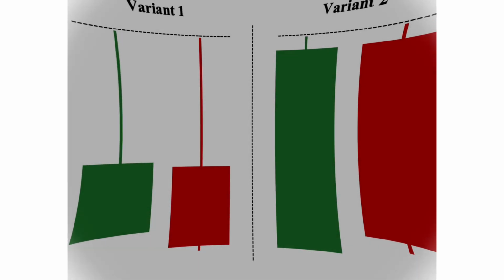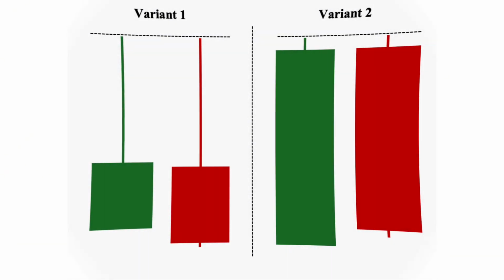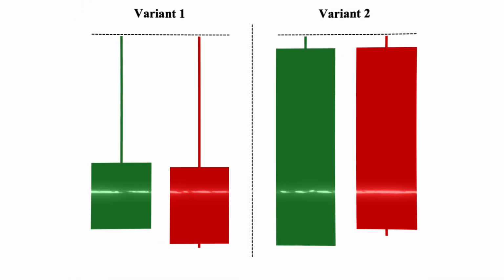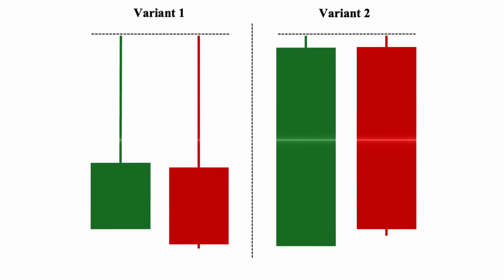Shown above are 2 standard variants of tweezer top. The first variant consists of 2 consecutive candlesticks, both having long shadows and relatively shorter real bodies. In contrast, the second variant consists of 2 consecutive candles with long real bodies but much shorter shadows. Nevertheless, despite both variants being considered valid formations, the first variation arguably provides a much stronger signal for upward trend reversals.